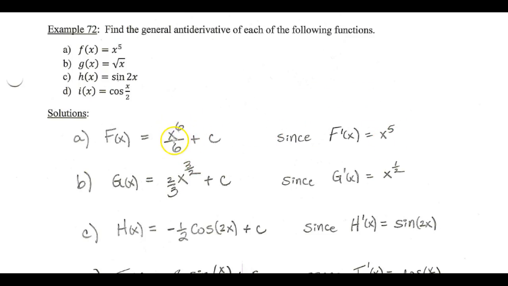So the derivative of x to the sixth is 6x to the fifth. The sixes cancel, and you end up with x to the fifth. The derivative of c is 0.